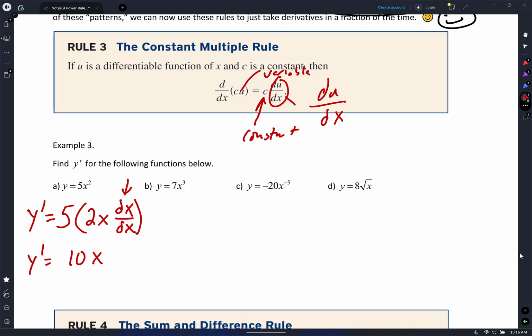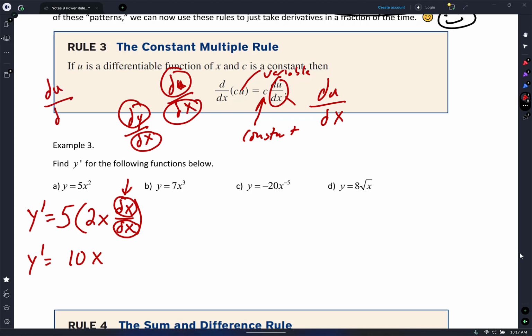Okay, by the way, in case you're wondering what this dx is, it means we took the derivative of x with respect to x. So, what does dy dx mean? We took the derivative of y with respect to x. What does du dx mean? It means I took the derivative of u with respect to x. If I write du dy, it means I took the derivative of u with respect to y. So that's what it means.